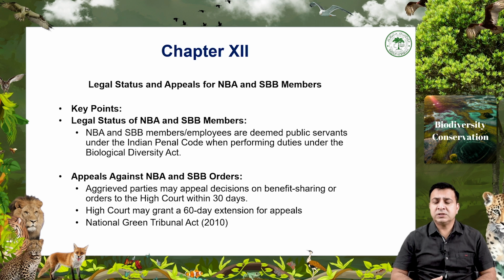So, can someone appeal against the National Biodiversity Authority and State Biodiversity Board orders? This is also given in the miscellaneous chapters: persons aggrieved by decisions related to benefit sharing or the orders of the National Biodiversity Authority or the State Biodiversity Boards can appeal to the High Court within 30 days. After the commencement of the National Green Tribunal Act of 2010, the applicant can also file a case with the National Green Tribunal.